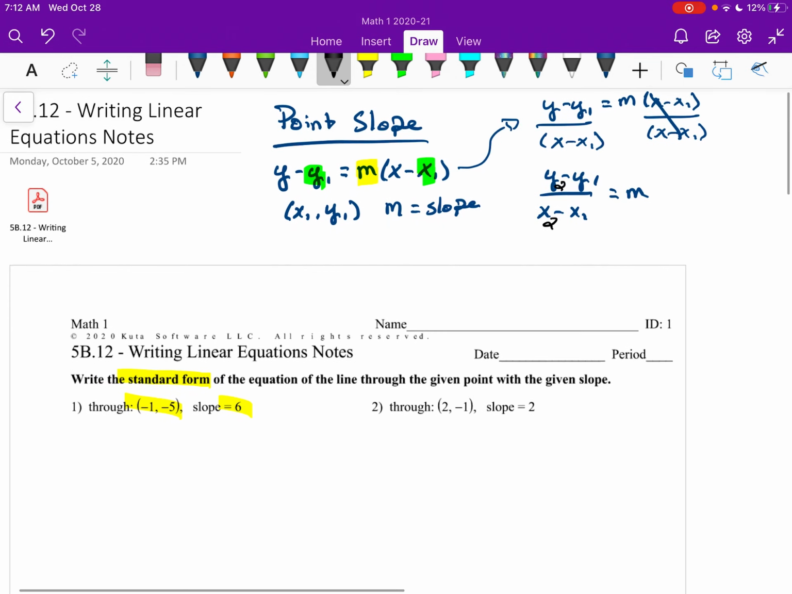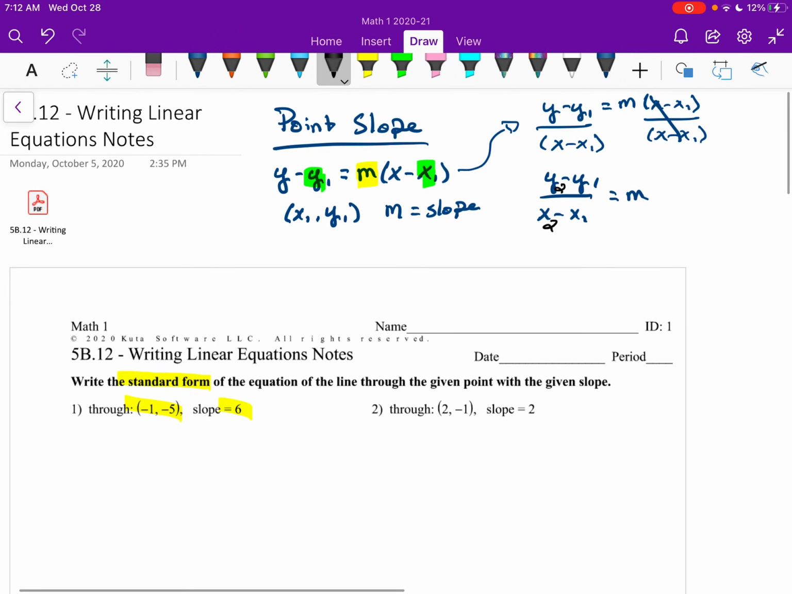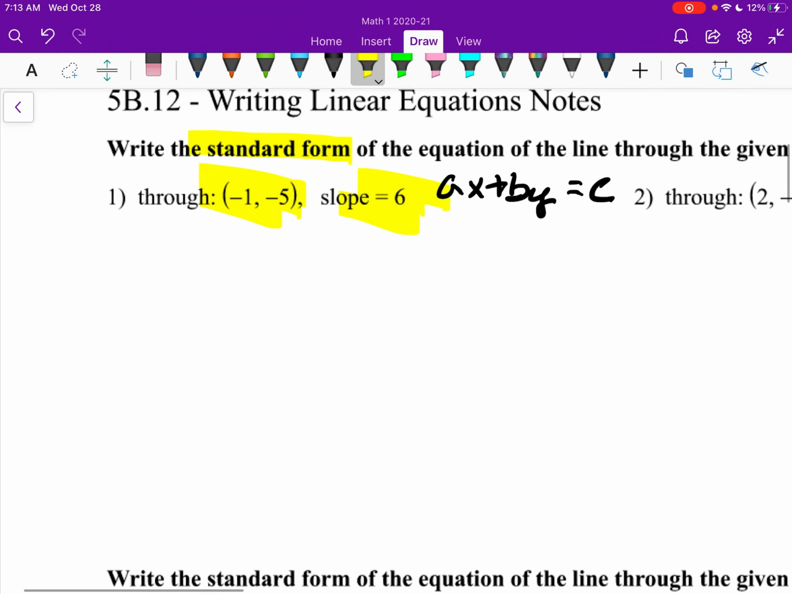So, starting with numbers 1 and 2, it says, write the standard form of the equation of the line. Standard form is ax plus by equals c. Now there are a few different ways that we can go about getting this. The easiest way, I think, is to start off by putting this point and this slope into point-slope form, and then rearranging the equation. So that's what I'm going to do. I'm going to say this is my x1, this is my y1, and I'm just going to copy the formula down so that we have it.